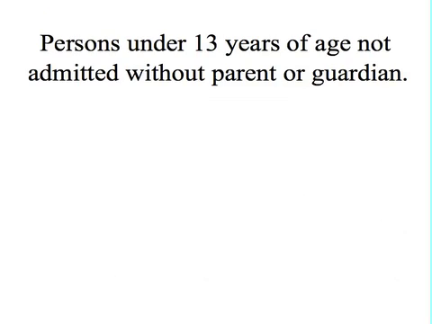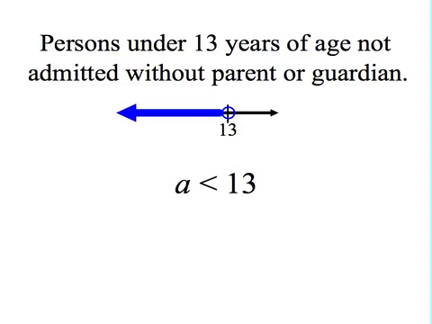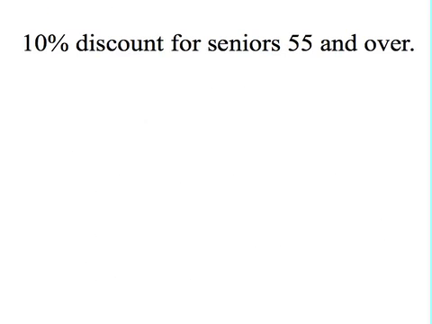Here's an example. Persons under 13 years of age are not admitted without parent or guardian. So we start with the 13. Since it's under 13, we put an empty circle and shade in all of the numbers that represent ages less than 13. And then writing it, we could write A for age is less than 13, and it could also be written starting with the 13. 13 is greater than A.